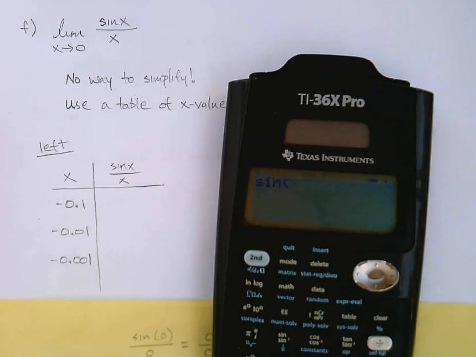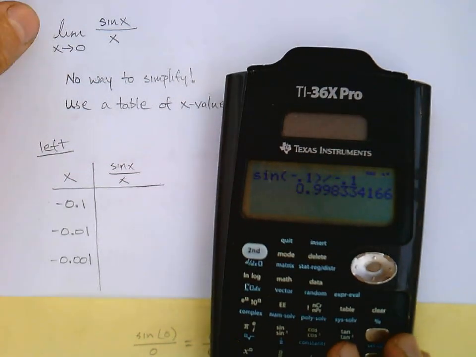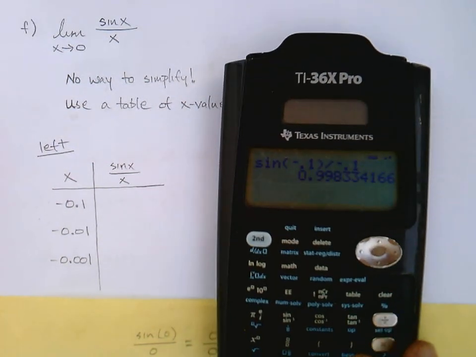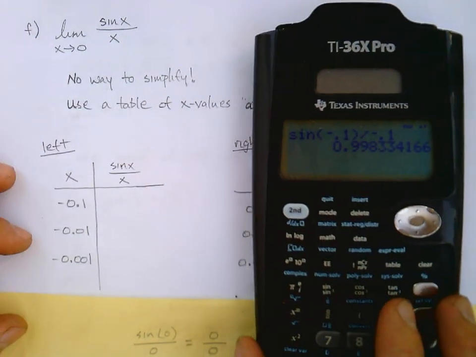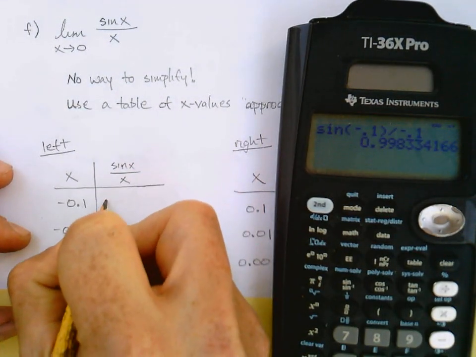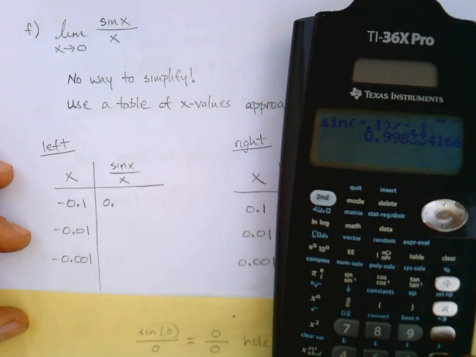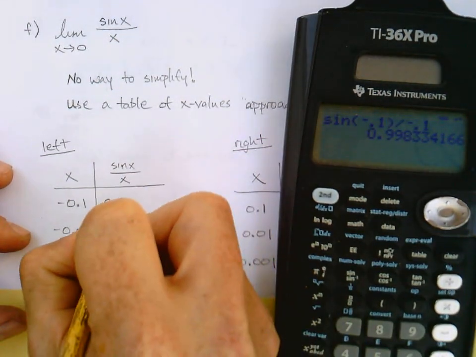So we've got the sine of negative 0.1 over negative 0.1. What do we get? That's kind of tough to see. I don't know if it's coming in any better for you guys than it is for me looking at the screen. I'm going to go ahead and take that to 6 decimal places because I've done this problem before. 0.9983334.